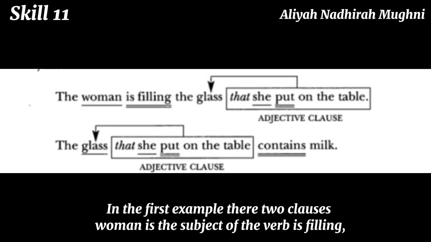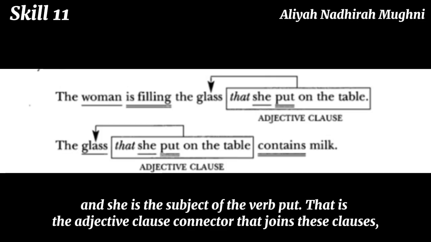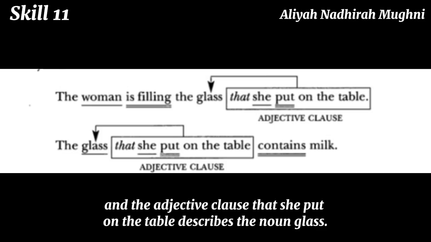In the first example, there are two clauses. Woman is the subject of the verb is filling, and she is the subject of the verb put. That is the adjective clause connector that joins these clauses. And the adjective clause that she put on the table describes the noun glass.